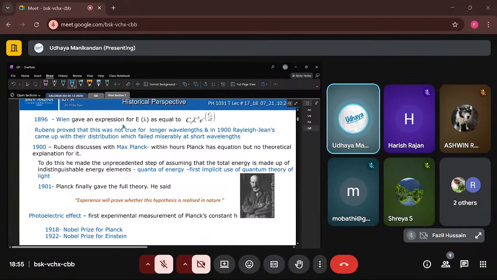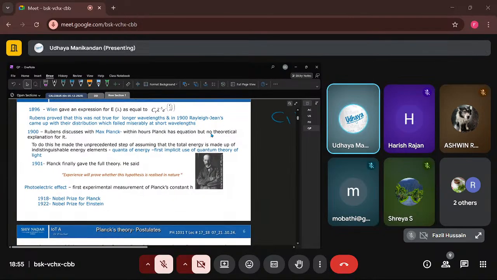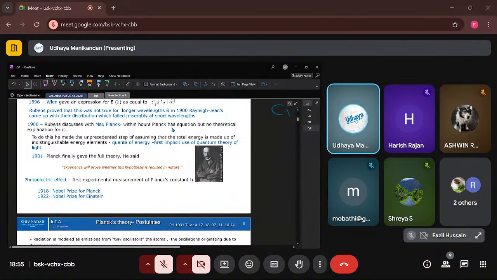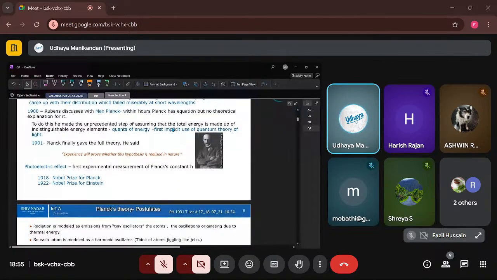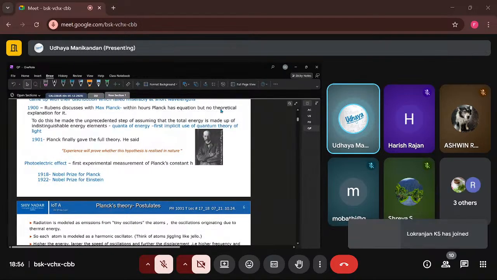And this is not true for longer wavelengths. Only short wavelengths are applicable. Rayleigh-Jeans came up with the distribution which miserably failed at shorter wavelengths but was working for longer ones. So they were not able to generalize this. So Rubens discusses with Max Planck. Planck has an equation but no theoretical explanation for it, right?